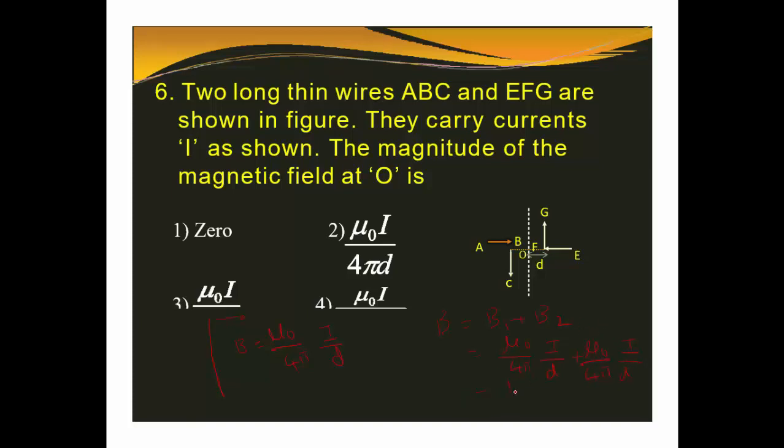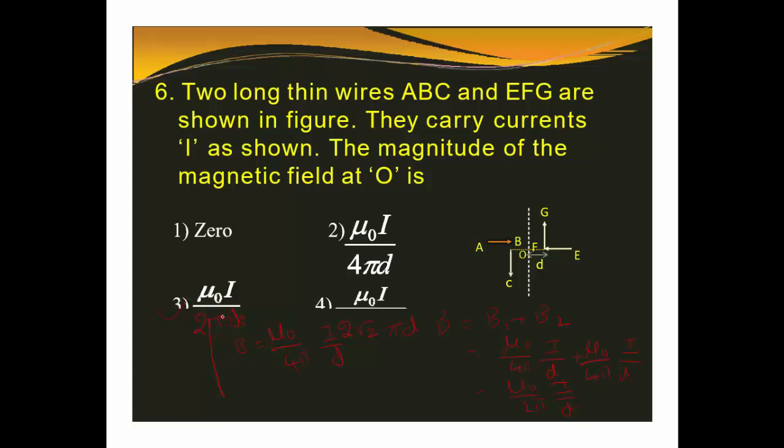So it will be mu naught by 2 pi I by D. So the correct option is mu naught by 2 pi I by D. Here the options are merged, so now I am going to write the options here. Third one is 2 pi D. Here it is mu naught by 4 pi. It is 2 root 2 pi D. So out of these four options, which will be correct?